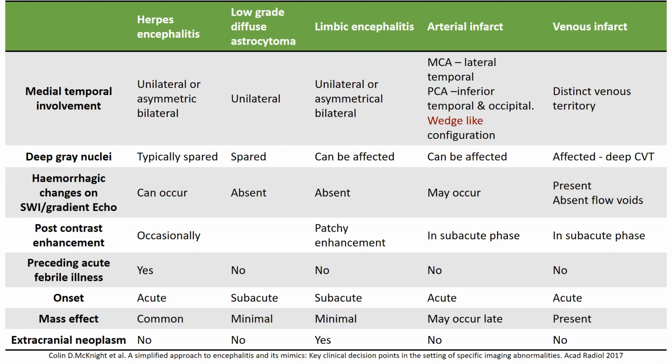In a patient with herpes encephalitis, there will be a preceding acute febrile illness, whereas in the other situations it might not be there. Sometimes febrile illness can lead on to situations where patients have venous infarct. So that is another possibility. Even arterial infarct, because we have a lot of patients with COVID who are developing strokes. But usually the preceding acute febrile illness will be for a patient with herpes encephalitis. And the onset is acute in herpes and in arterial and venous infarct, whereas astrocytoma and limbic encephalitis are subacute. Limbic encephalitis can even have a prolonged duration of illness.